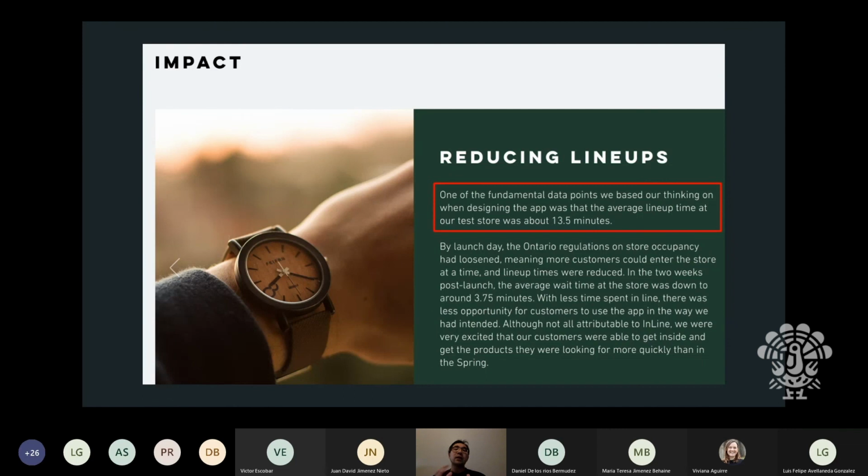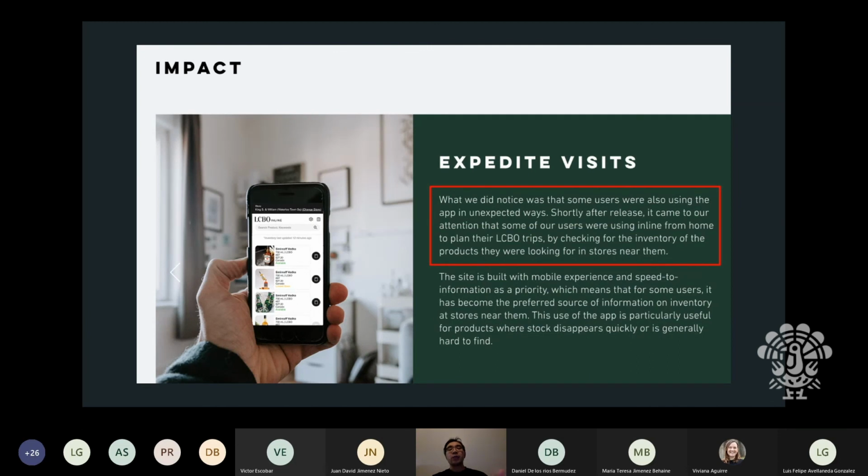And so we ended up not having enough time in the market to have enough data to measure, did we reduce lineups? Right? And actually the stores opened up after that. And so the app didn't need to be used anymore, which is a positive thing. But now we're in a second lockdown. So I think actually this app can be useful again.